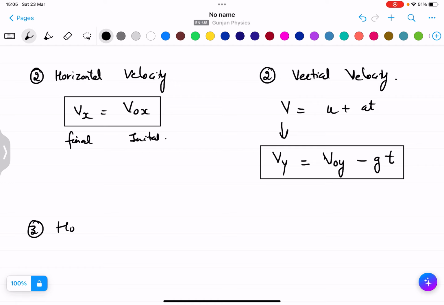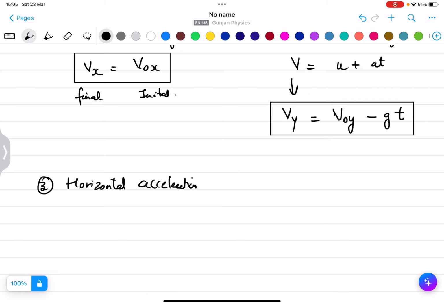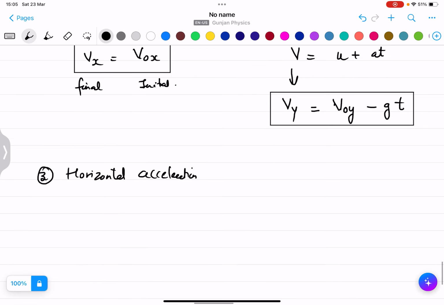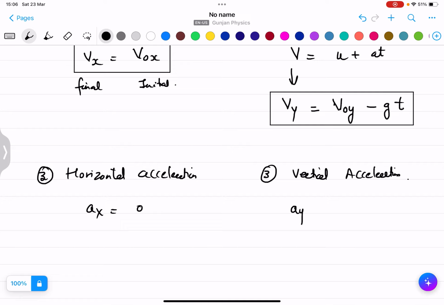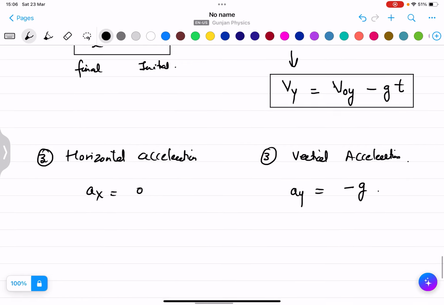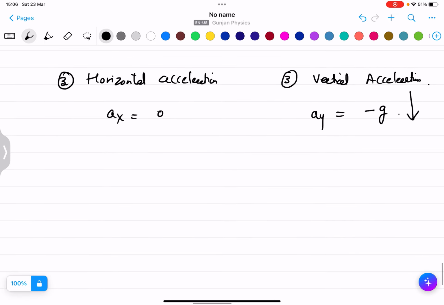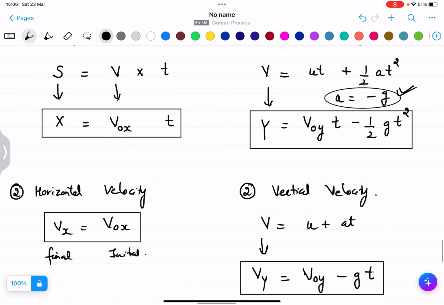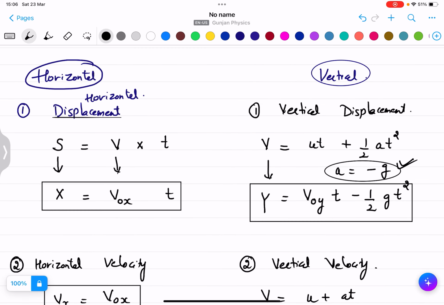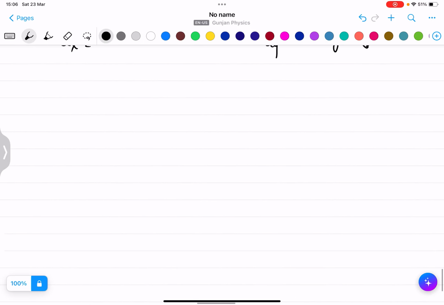And the third equation is for the horizontal acceleration. Along the x-axis we neglect the force, there is no force, so there will be no acceleration, and ax equals 0. In the vertical direction, the vertical acceleration is ay equals minus g, because the motion is downwards, due to gravity. So these are the three equations we will use in the derivations, basically the horizontal displacement and the vertical displacement. Now there is a heading, derivations of projectile.